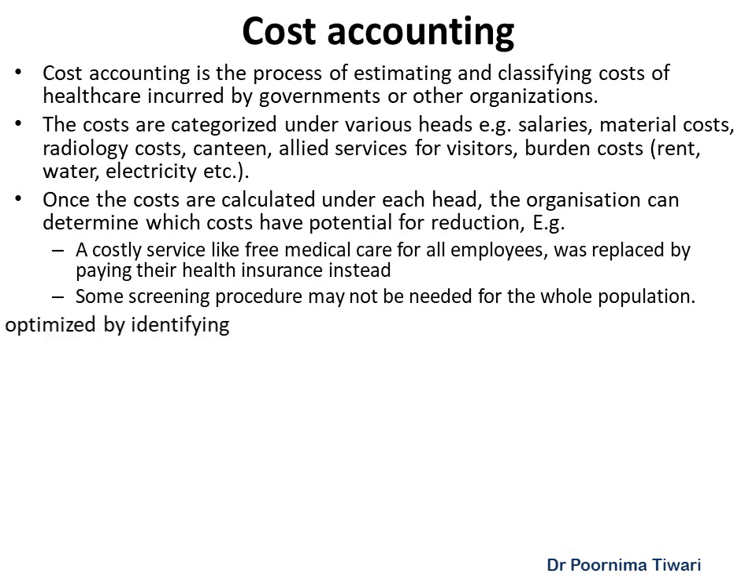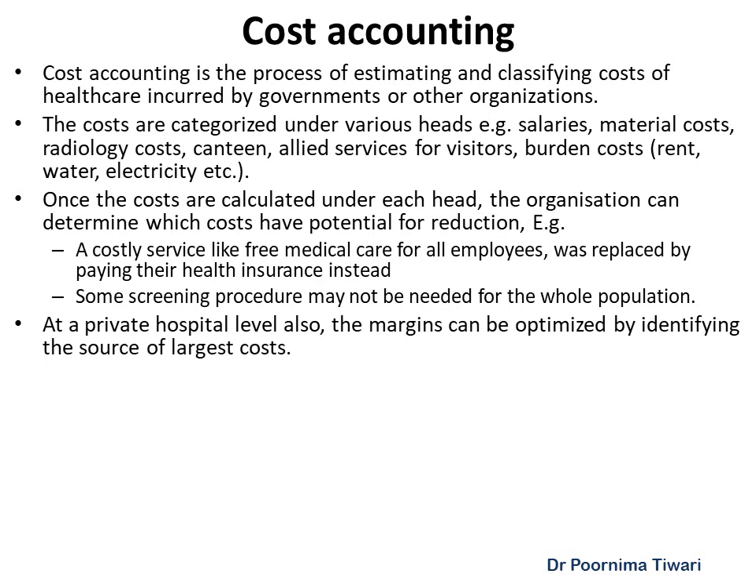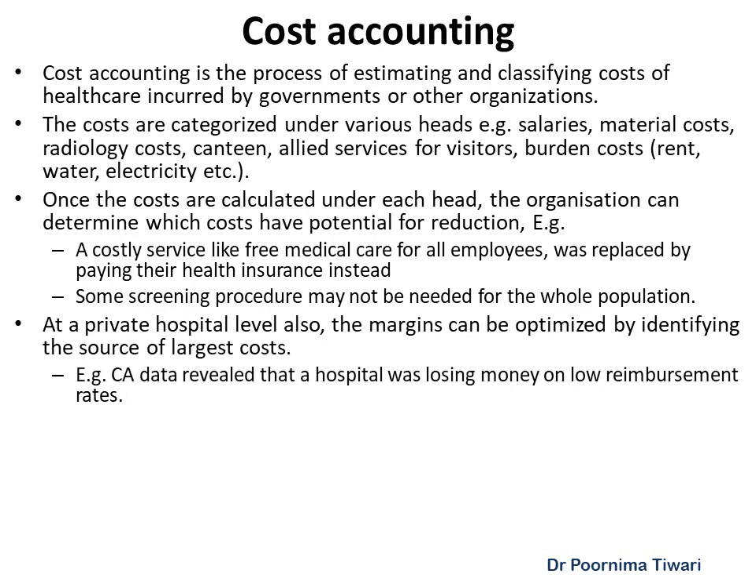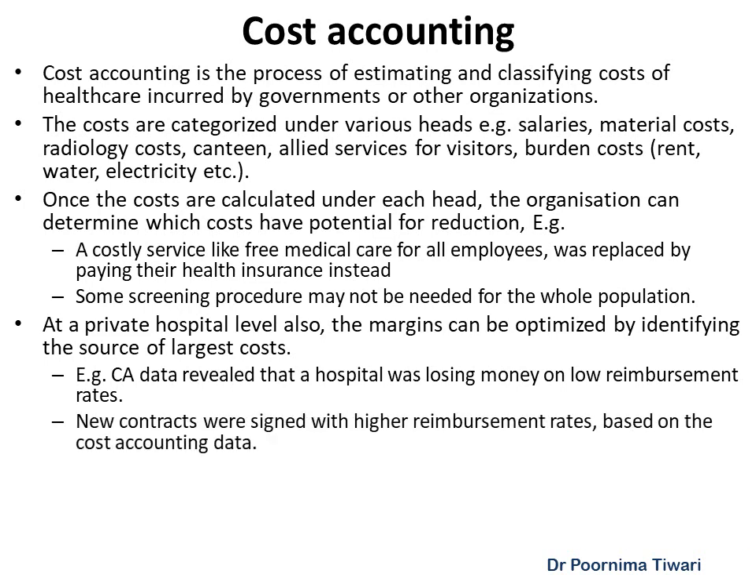Even at a private hospital level, the margins can be optimized by identifying the source of largest cost. For example, the cost accounting of one large hospital revealed that the hospital was losing money on account of low reimbursement rates by various agencies. So the old contracts were cancelled and new contracts were signed with higher reimbursement rates. In this case, the agencies knew that they are giving low reimbursement rates, but they continued. It suited them. But when cost accounting was done, it was found that this was the major source of loss.